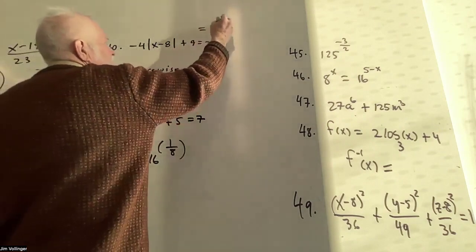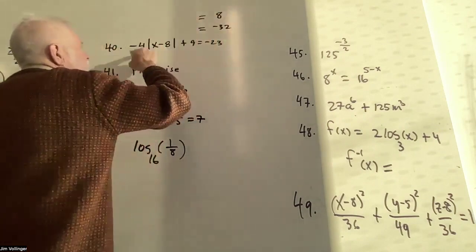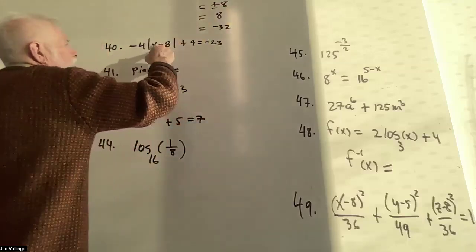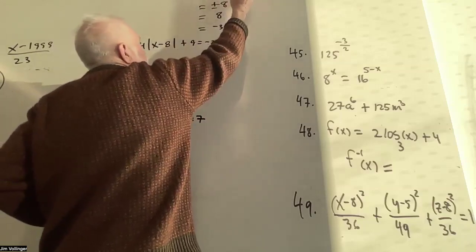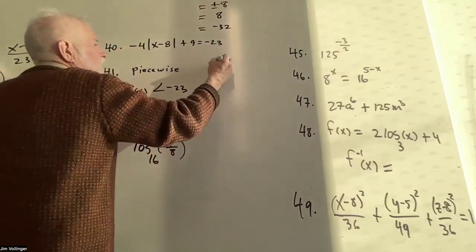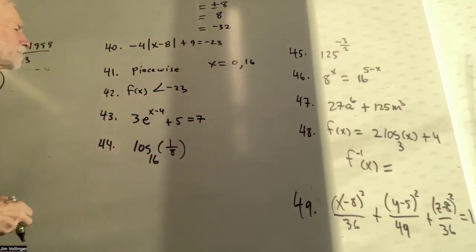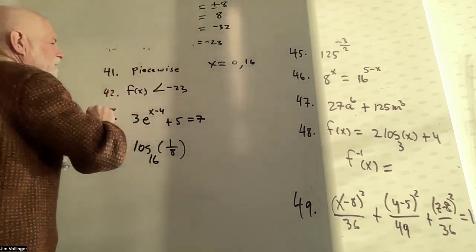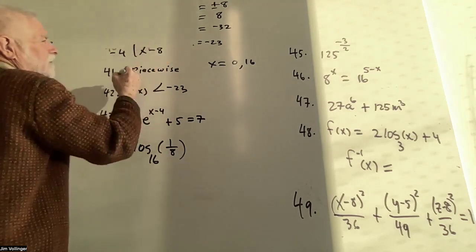Subtract 9 minus 32. Dividing by minus 4, positive 8. What undoes absolute value? Plus minus 8. And then we subtract 8 equals plus minus 8 plus 8. And I see answers of 0 and 16. Okay. So now we want to write the pieces. All right, so let's do the pieces of what I just erased. Minus 4, x minus 8, was that right?